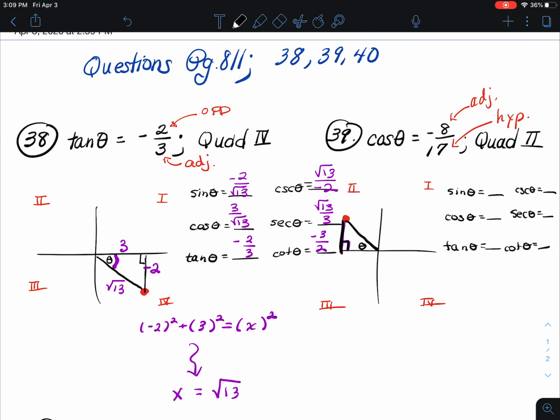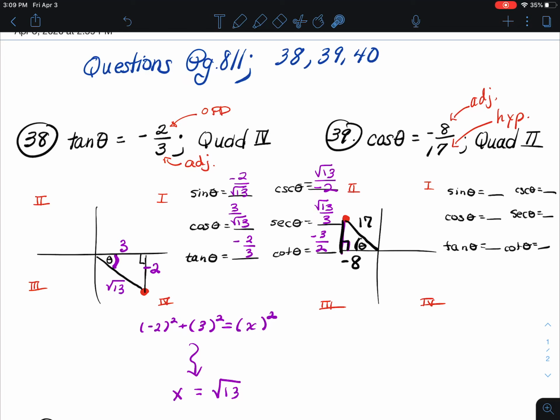Okay, so if we're going to label this, the adjacent leg to the theta here should be the 8. The hypotenuse should be 17. And again, looking closer here, we can see this fraction was negative. So we have to decide, should the adjacent leg be negative or should the hypotenuse be negative? Now, we've said in past lessons, the hypotenuse is never negative. Okay, so by default, the adjacent leg has to be the one that's negative.